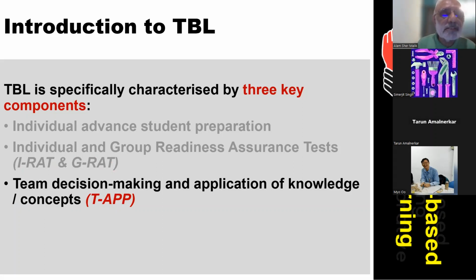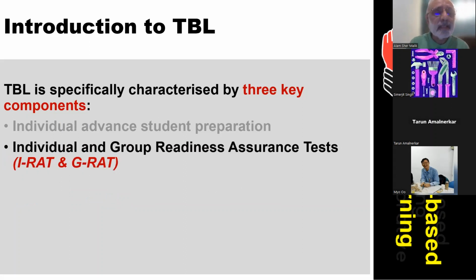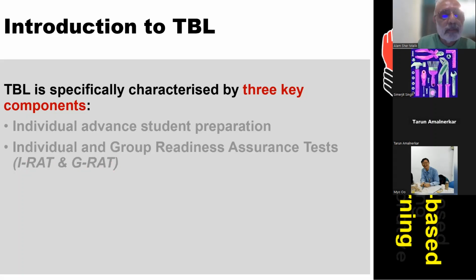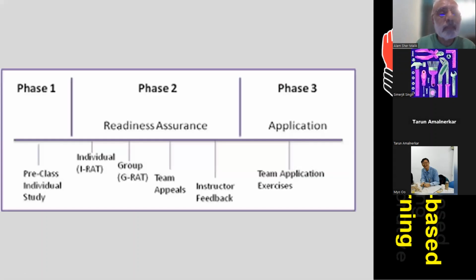explain all these three steps, but at the moment, first, students have to make a preparation for the session. Second, they have to go through both as individual and as a group to assess their readiness, whether they have learned what they need to learn. And third, to see whether they can apply what they have learned. So three specific or characteristic steps.